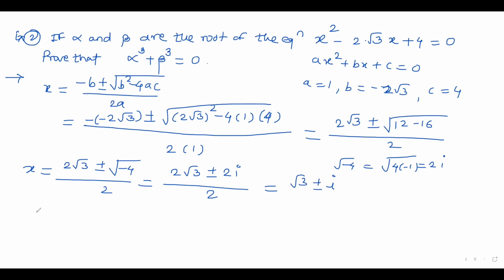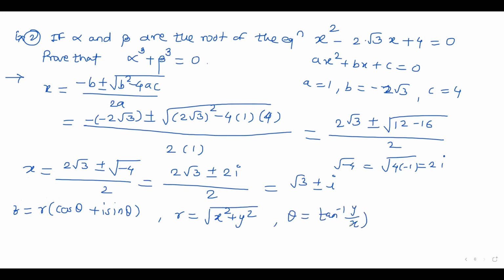First root is alpha is equal to root 3 plus i, and the second is root 3 minus i. But these roots are not in standard form, because we want the roots in polar coordinates. So for that, we'll first write z is equal to r into cos theta plus i into sin theta, where r is under root x square plus y square, and theta is tan inverse of y upon x.